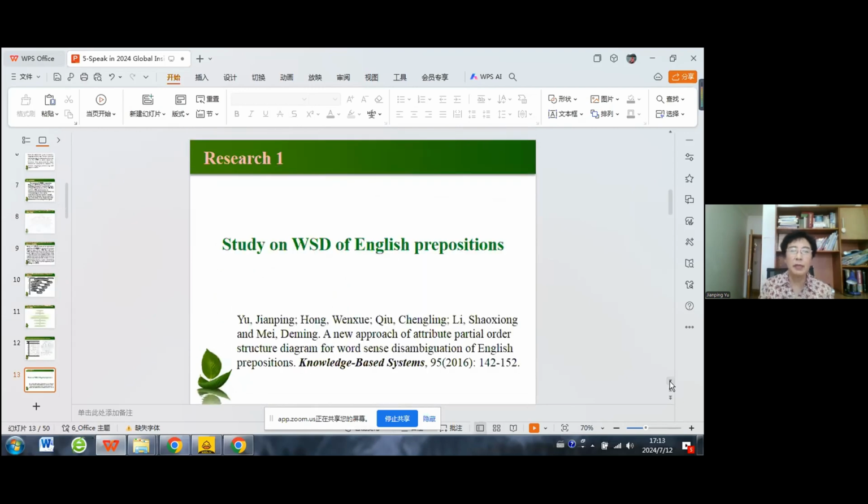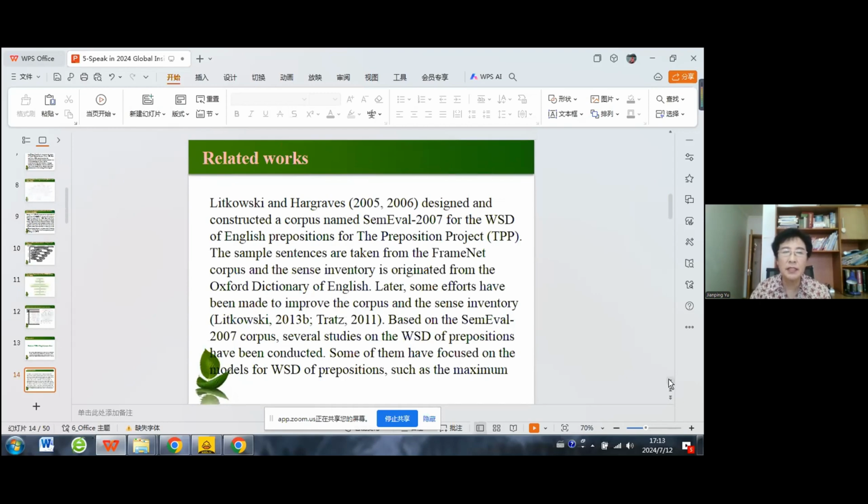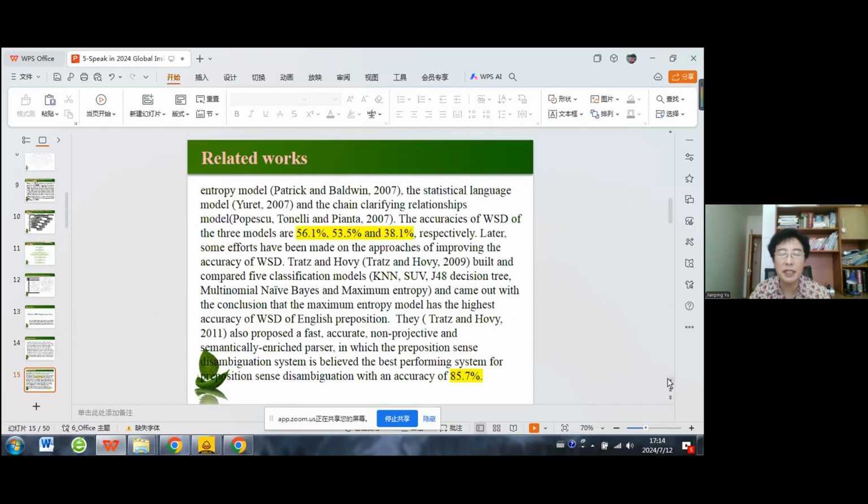What we have done by the APOSD: first, we have done some study on word sense disambiguation of English modal verbs. And this research was published in 2016. Here shows the related works. And as you can see, the studies on word sense disambiguation of English prepositions started from 2005, during the time of 2005 and 2013. You can also see that in the previous studies, the accuracies of word sense disambiguation of English prepositions were relatively low.